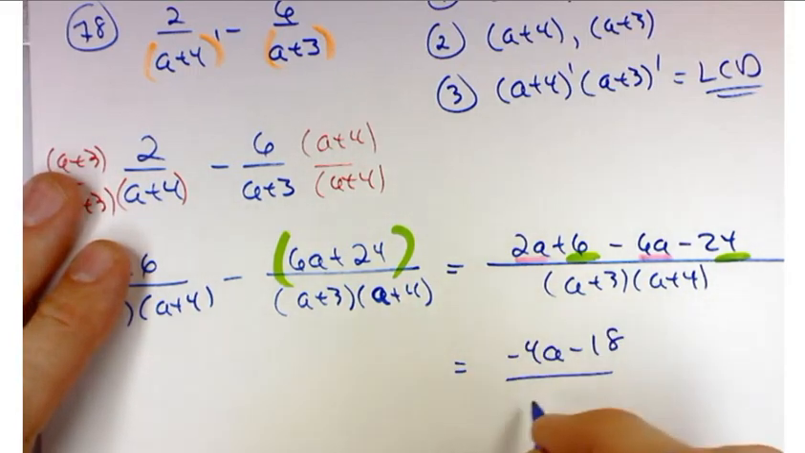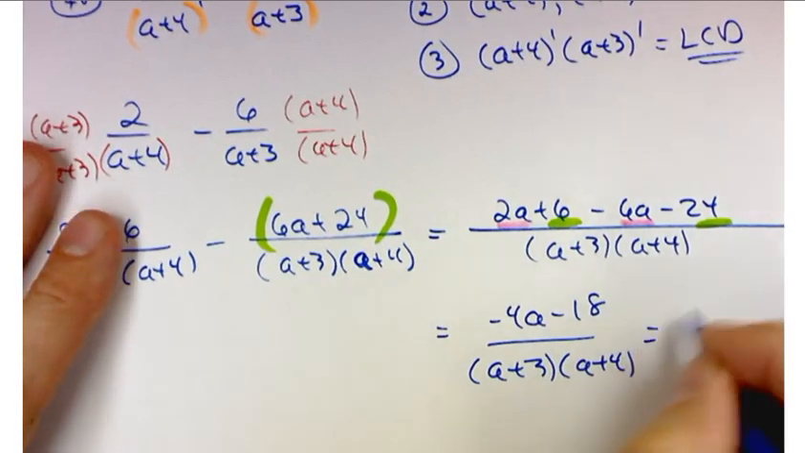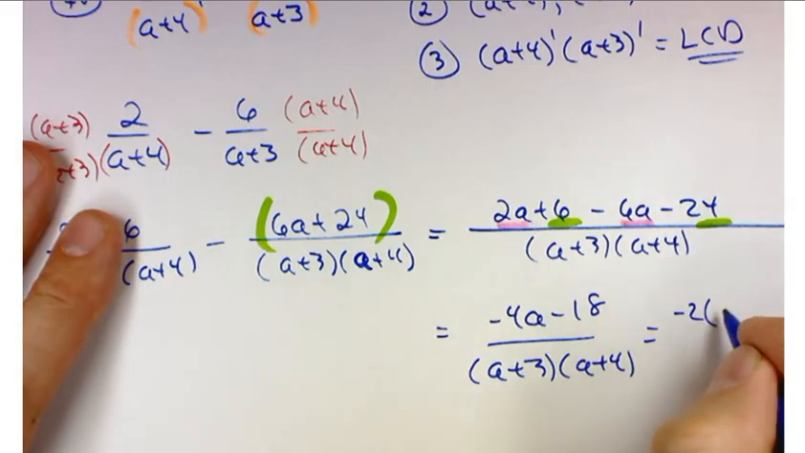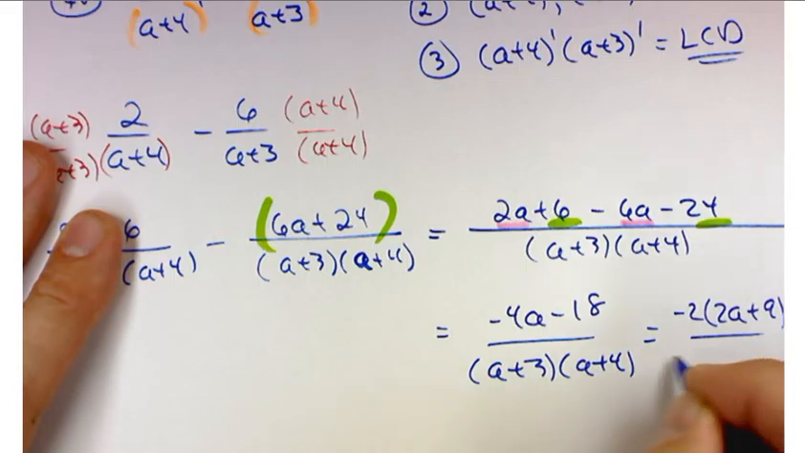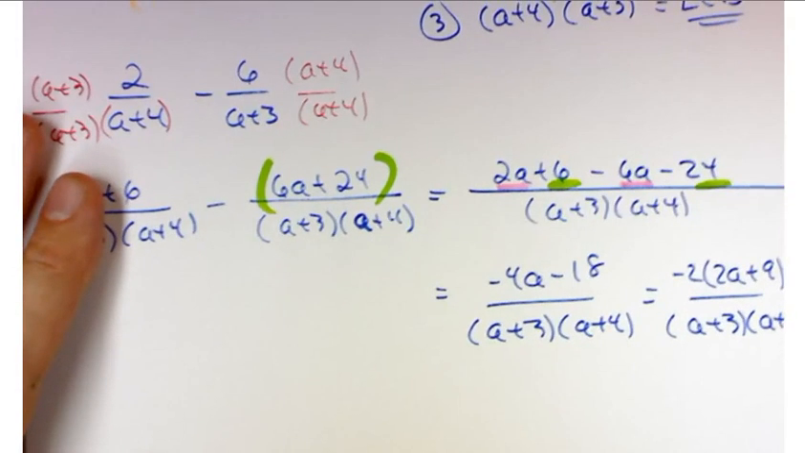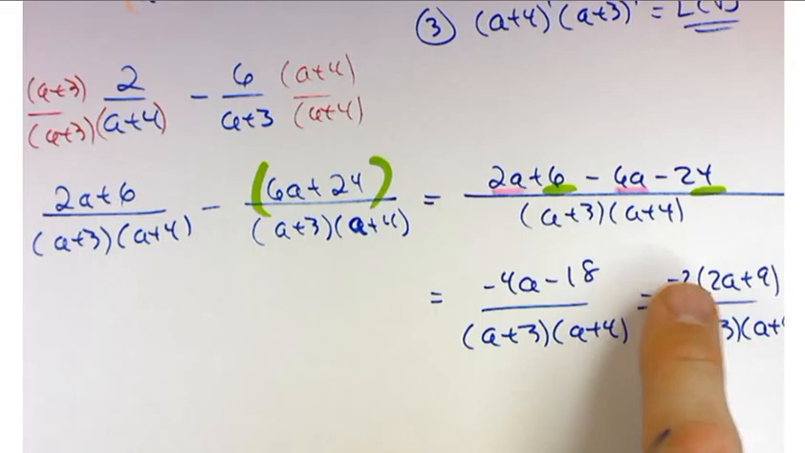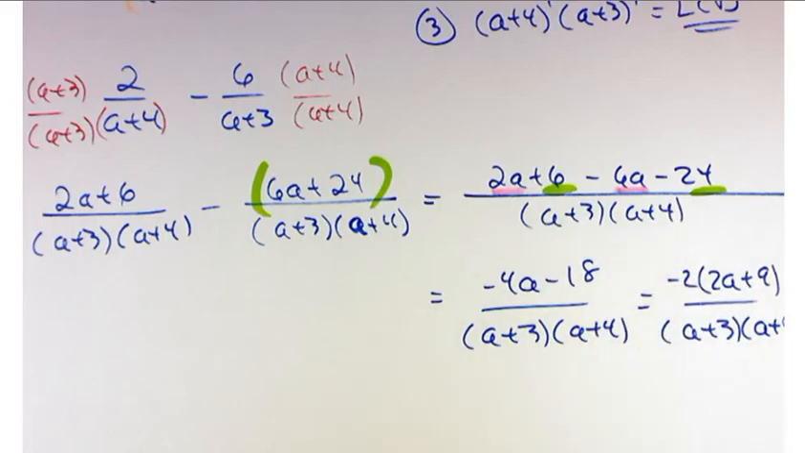Negative 4a minus 18. And there is some factorization I can do in the numerator if I really was motivated. I could factor out a negative 2, for instance, which will leave behind 2a plus 9. But do I get any extra cancellation with the denominator? No. So I'm happy with either one. It's a good habit to be into, to look for that extra cancellation. But, you know, if you don't find it, okay.